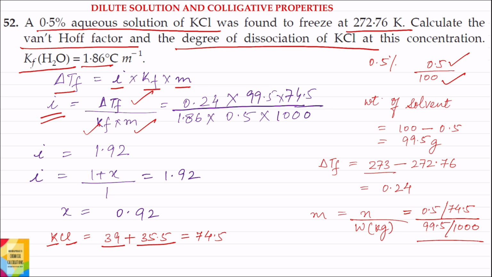Now, i की वैल्यू हो जाएगी delta Tf divided by Kf into m. Delta Tf की वैल्यू है 0.24, Kf की वैल्यू है 1.86. ये हो गई मोलालिटी की वैल्यू. Solving, i की वैल्यू आ जाएगी 1.92.